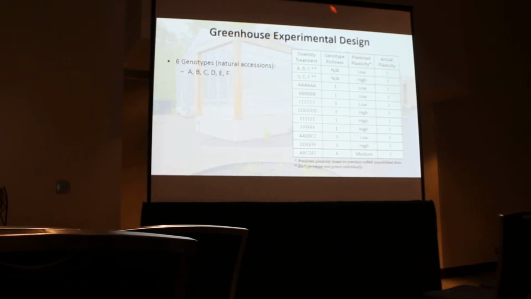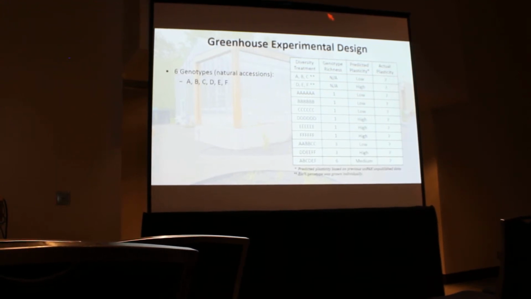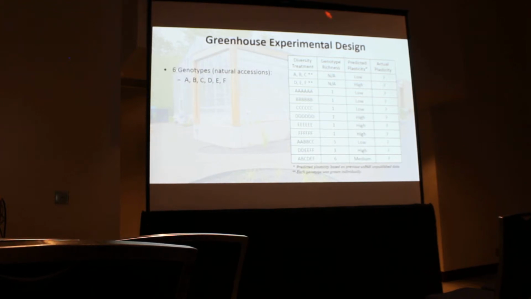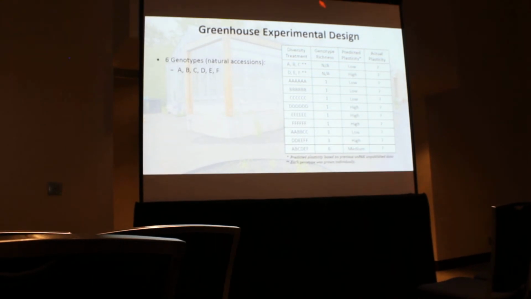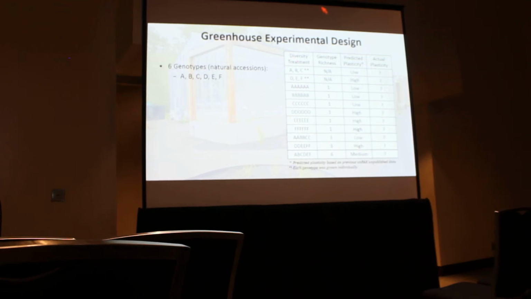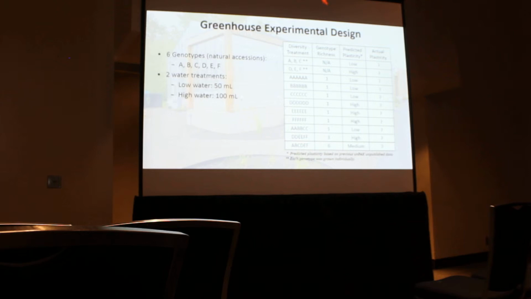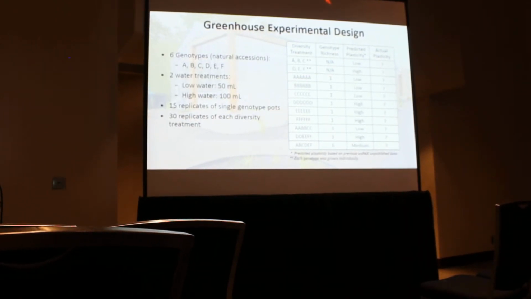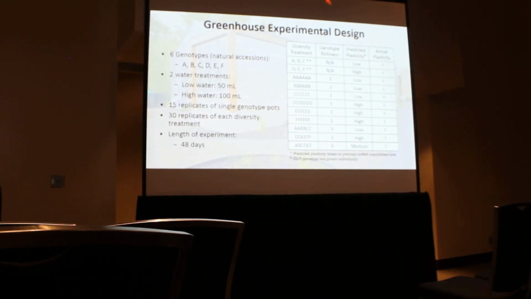And then we also grew the different genotypes in different diversity treatments. So 6 individuals in a pot where I manipulated genotype richness, and then also simultaneously was able to try and manipulate community level plasticity. And again, this is something we can calculate at the end, based off of the plasticity levels of the single genotypes. So we had 2 water treatments, drought and non-drought, and then we had 15 replicates of the single genotypes and 30 replicates of each of the diversity treatments in each of the water treatments. And our experiment was 48 days.